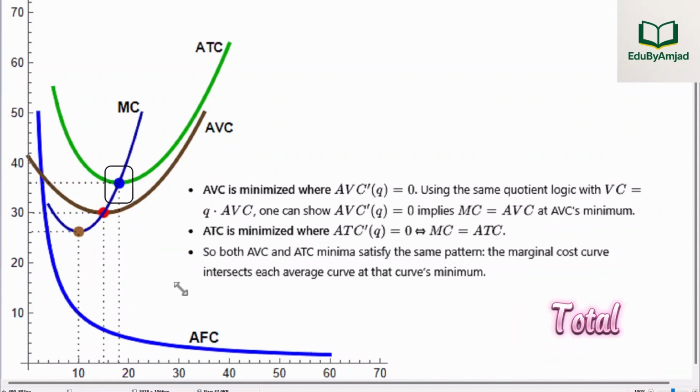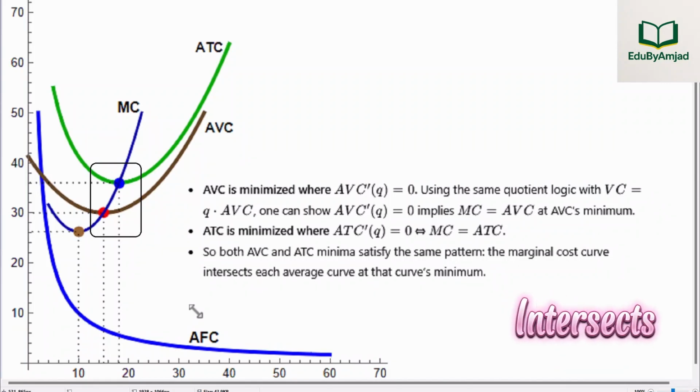Similarly, average total cost is minimized where its derivative, or slope, is equal to 0. At this point, marginal cost is equal to average total cost. So both average variable cost and average total cost satisfy the same general rule. The marginal cost curve intersects each average cost curve at that curve's minimum.